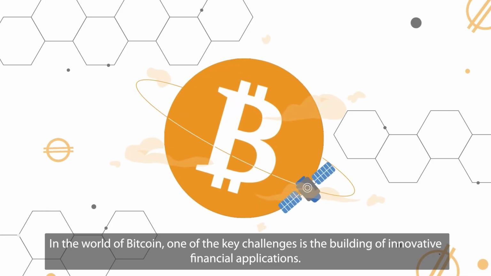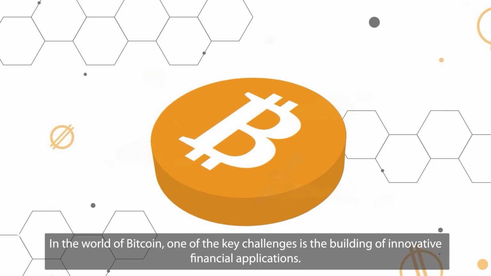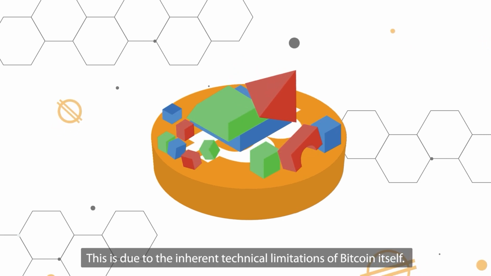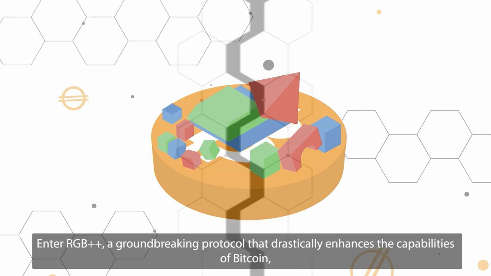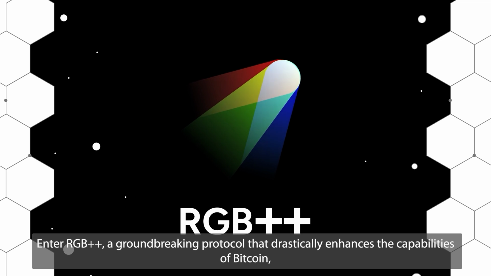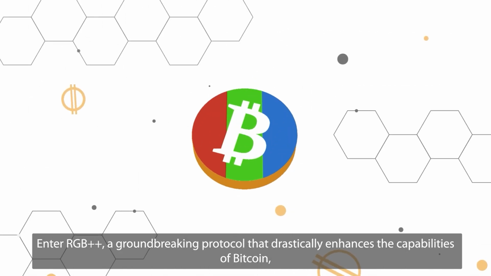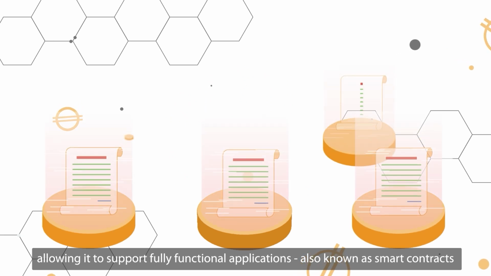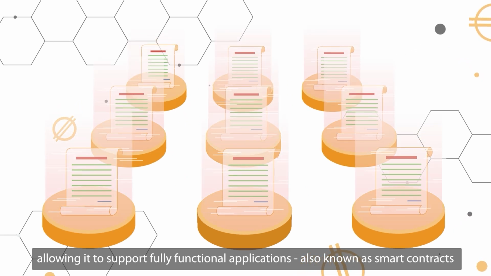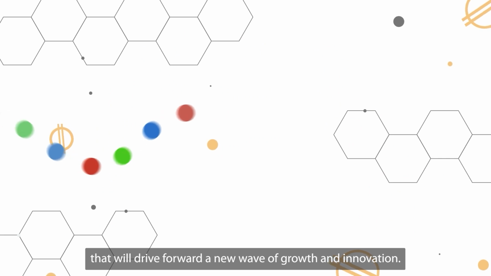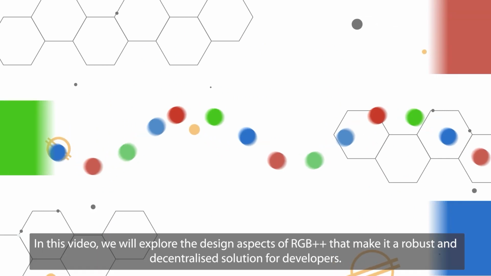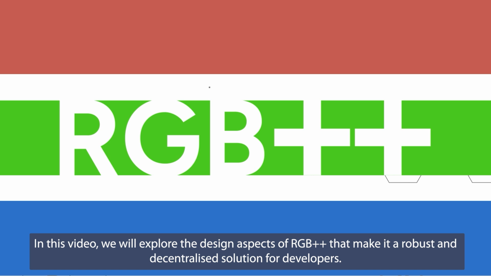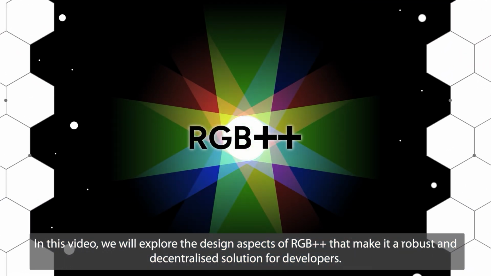In the world of Bitcoin, one of the key challenges is the building of innovative financial applications. This is due to the inherent technical limitations of Bitcoin itself. Enter RGB++, a groundbreaking protocol that drastically enhances the capabilities of Bitcoin, allowing it to support fully functional applications, also known as smart contracts, that will drive forward a new wave of growth and innovation. In this video, we will explore the design aspects of RGB++ that make it a robust and decentralized solution for developers.